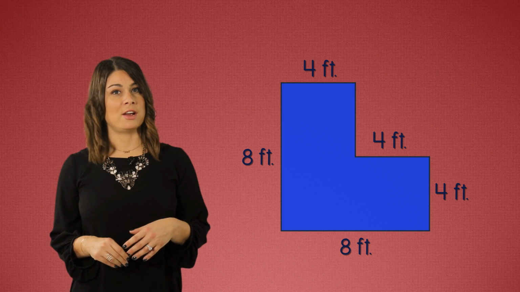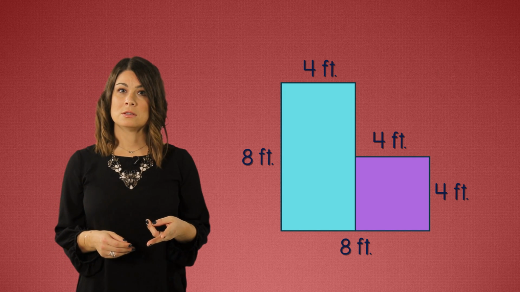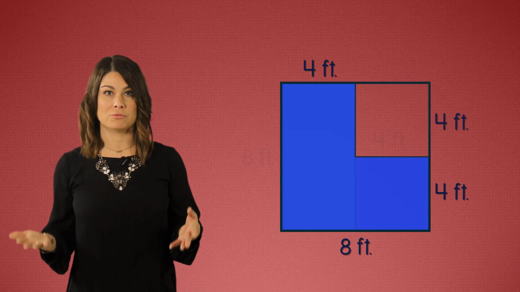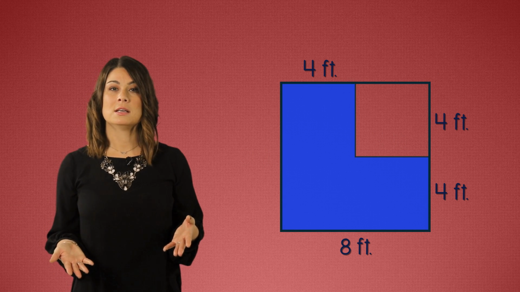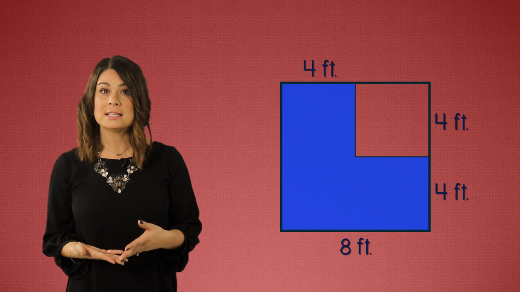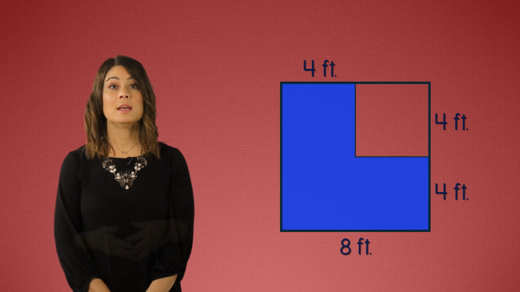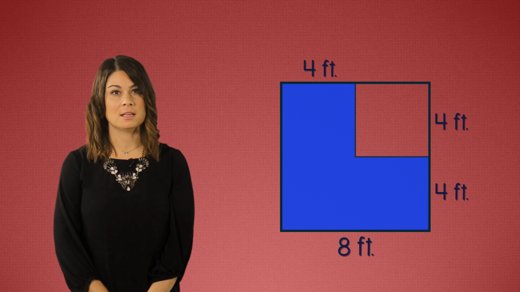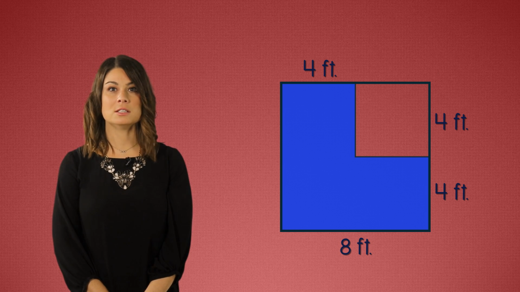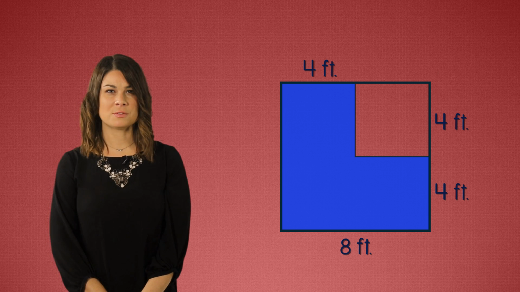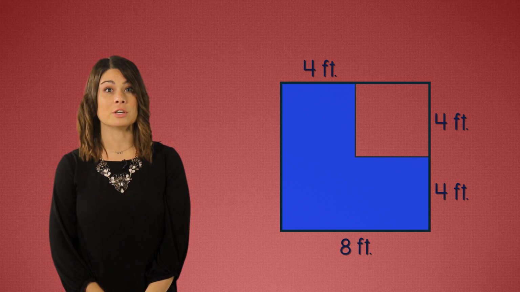Before we found the area of these two rectangles, but what if we found the area of a larger rectangle, like this, and subtracted a smaller rectangle from it? Let's give it a try. Here we can see that the width of the larger rectangle is 8 feet, and the height of the rectangle is 4 feet and 4 feet. How can we simplify this further to find the area of the larger rectangle?